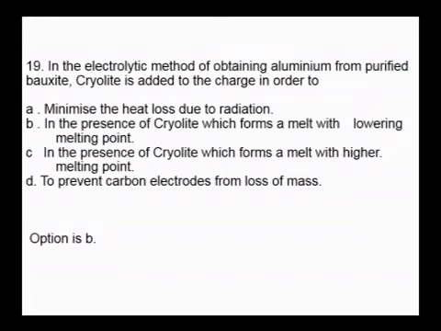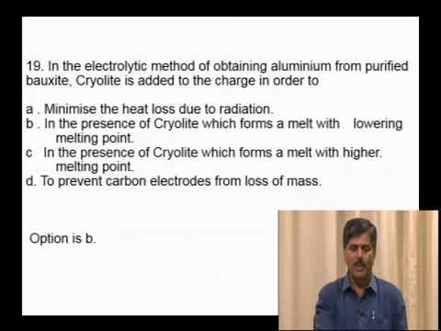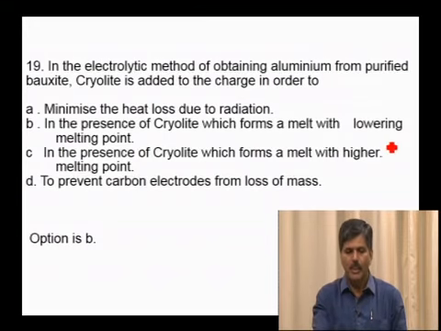In the electrolytic method of obtaining aluminum from purified bauxite, cryolite is added to the charge in order to... Cryolite and fluorspar are added to purified alumina. This is to lower the melting point of alumina and increase its conductivity. This method is called the Hall-Héroult method. Therefore, the correct option is that the presence of cryolite forms a melt, lowering the melting point of alumina. Hence, option B is correct.